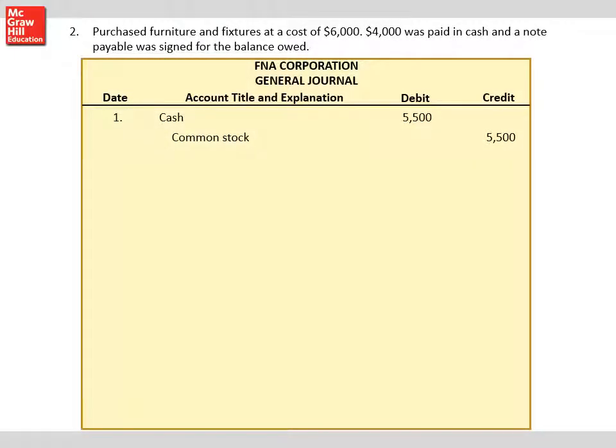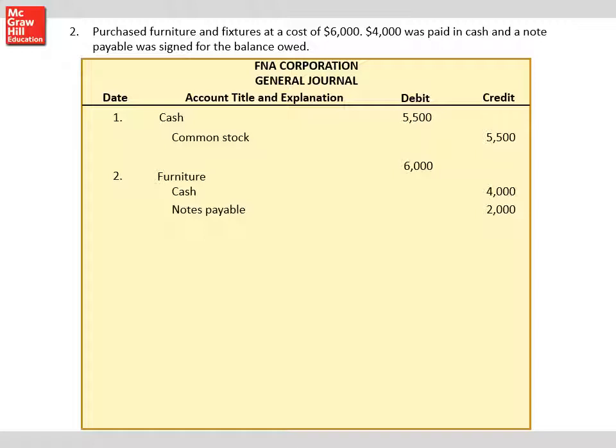In our second transaction, the company purchased furniture and fixtures at a cost of $6,000. $4,000 was paid in cash, and a notes payable was signed for the balance owed. So they purchased the asset furniture, so we will increase the furniture account with the debit, decrease cash $4,000 with the credit, and then increase the liability notes payable on the credit side $2,000. Just going back through those rules of debiting and crediting.